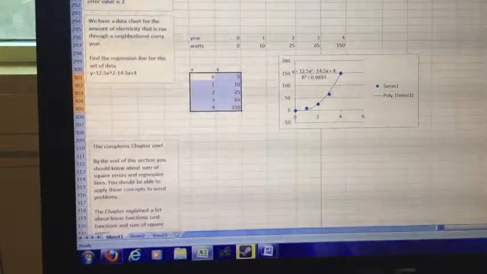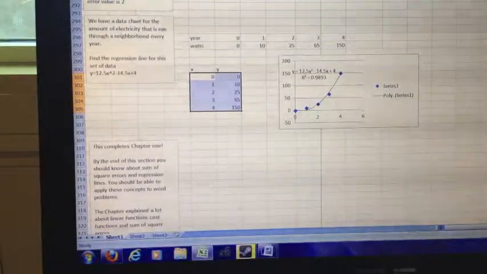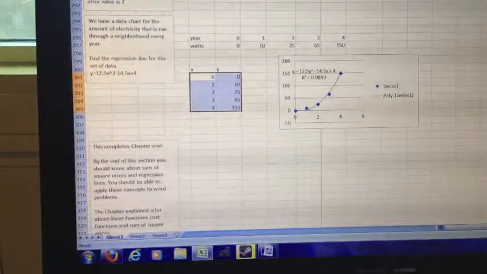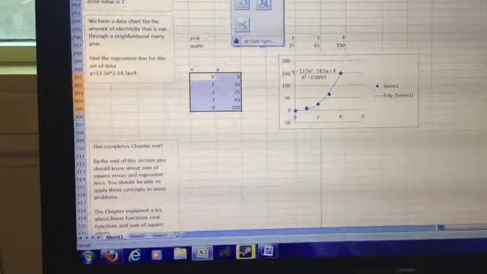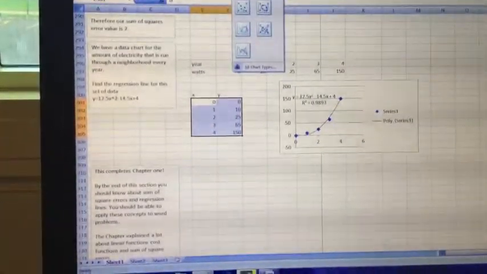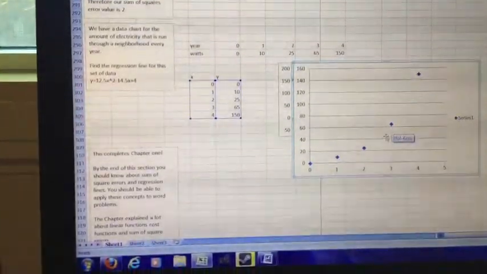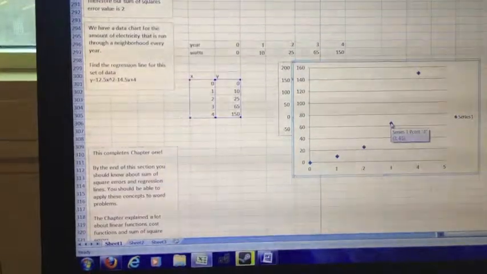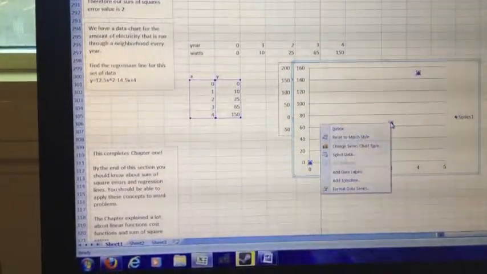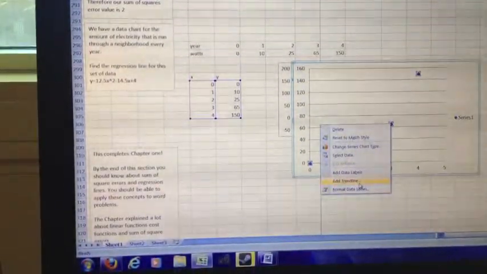Then we go up to Insert at the top of the page. We go to Scatter, and then we go to the first scatter plot option, which is right here. It'll give us something like this, which is what I started with. Then I'm going to right click on a point, and I'm going to go to Add Trend Line.